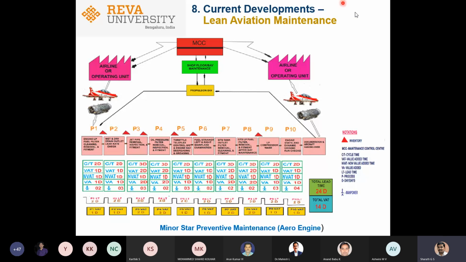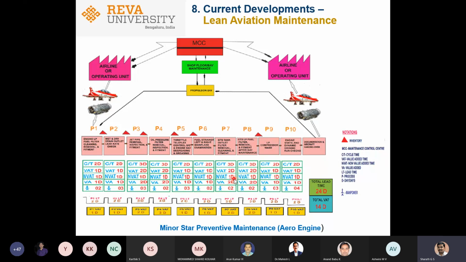Now coming to lean maintenance, if you see in this slide, there are things like non-value added time, value added time, cycle times, and although the process time is 2 days over here, the value added time is 1 day. We have wasted 1 day for various reasons. So if the lead time is 3 days or 4 days, and the value added time is only 1 day, then there is a loss of 3 days.